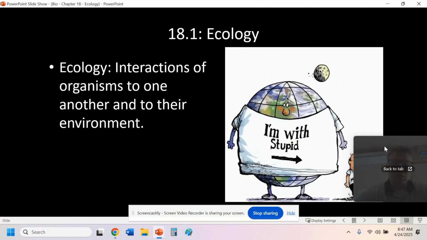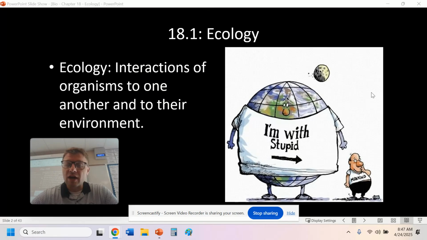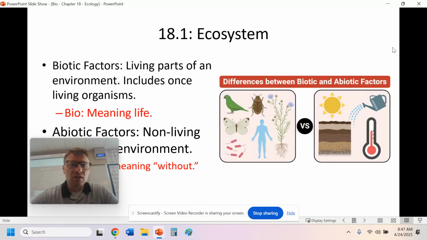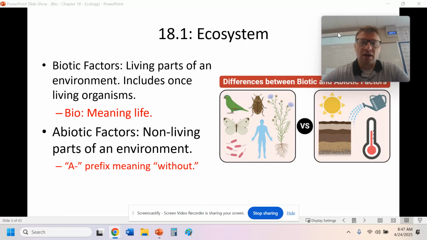What is ecology? Ecology is the interactions of organisms and their environments. Obviously, we are one of those organisms, and we're going to be seeing how we interact with, again, our environment. 18.1 is going to be primarily focused on just ecosystems in general.